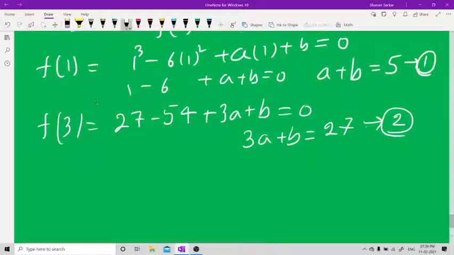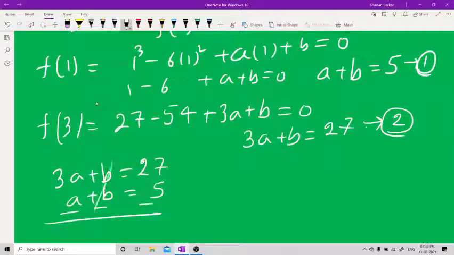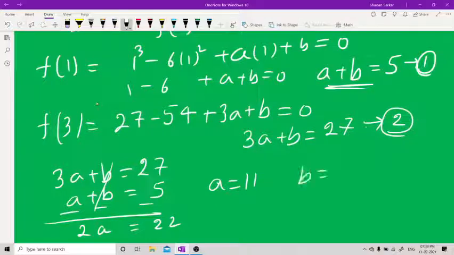Now, 3a plus b equal to 27 and a plus b equal to 5. Subtracting, 2a equals 22. A is 11. If a is 11, use this equation. B is minus 6.